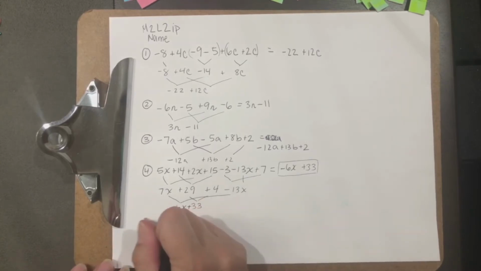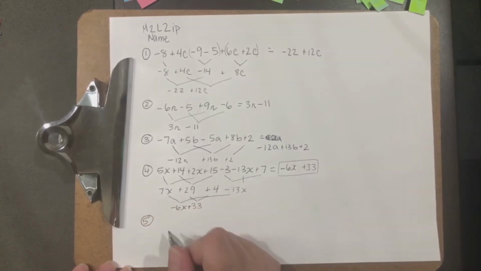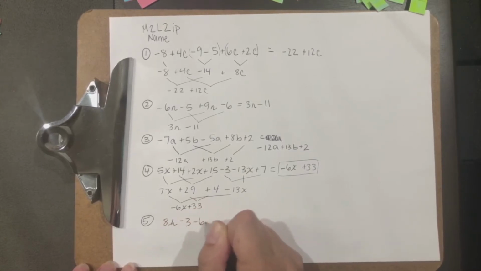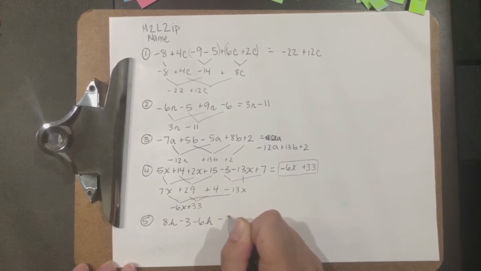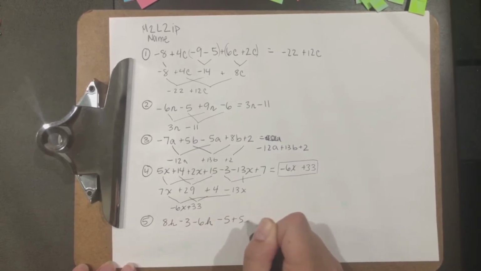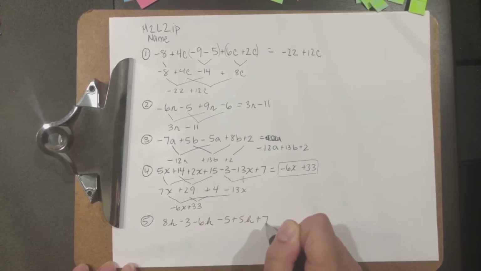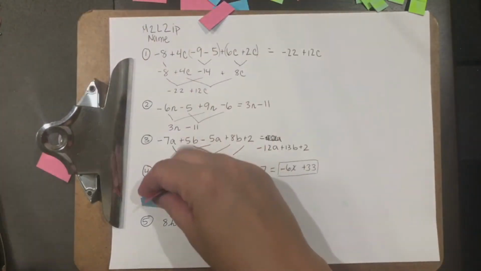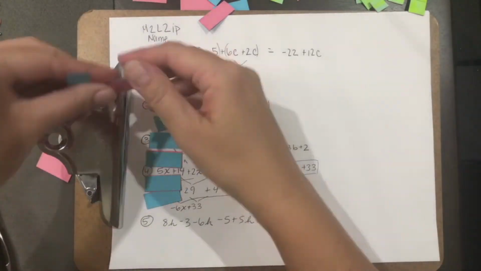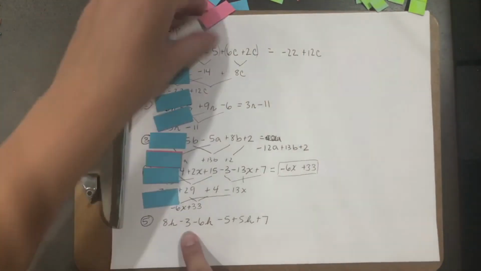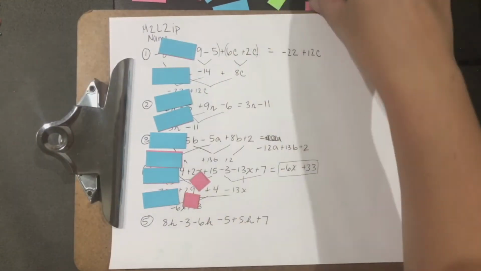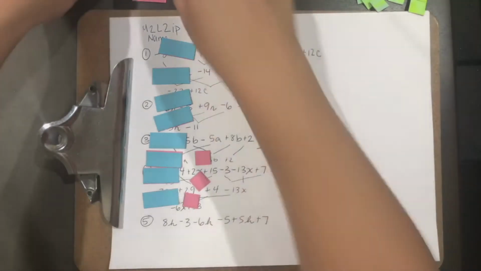Okay, let's do number 5. Simplify 8h minus 3 minus 6h minus 5 plus 5h plus 7. All right, let's go ahead and put them up. Okay, I need 3 negative 1s. I need 6 negative h's.